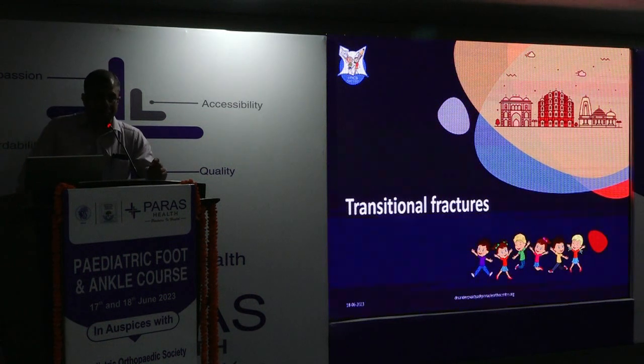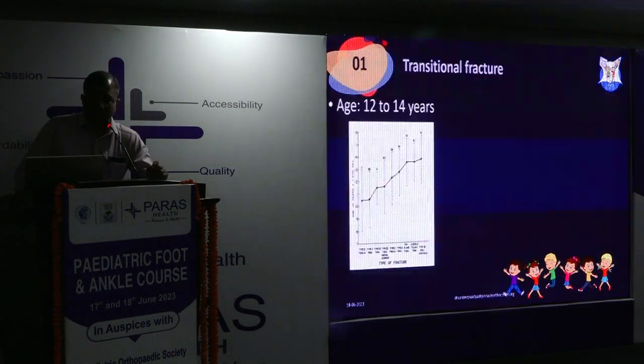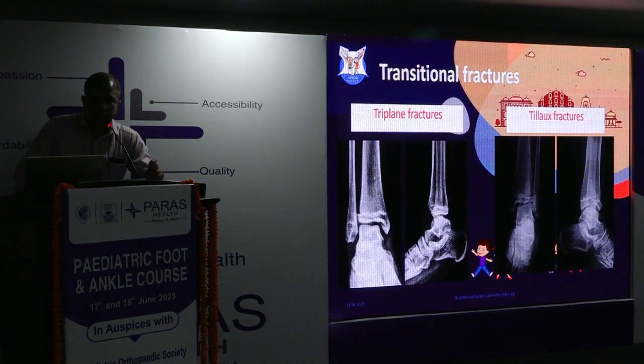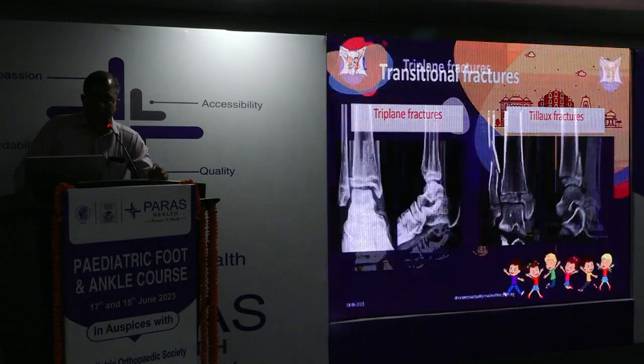Now coming to a second subcategory of physeal injuries, that is the transitional fractures, and these are so called because they occur in the transitional age group between adolescence and skeletal maturity. We know that the tibial distal physis starts fusing first on the medial side, and then the fusion goes centrifugally towards the whole of the physis. And these fractures occur exactly in that transition period. That is, partially the physis is fused, but part of the physis is still open. So there are two types of transitional fractures, triplane and Tillaux.